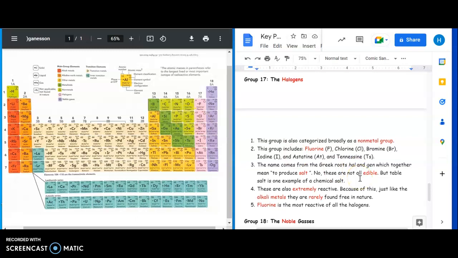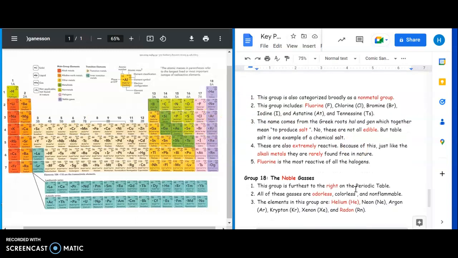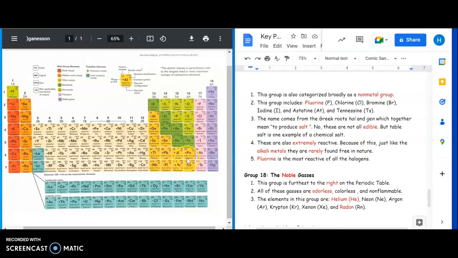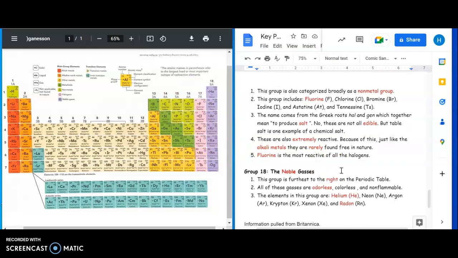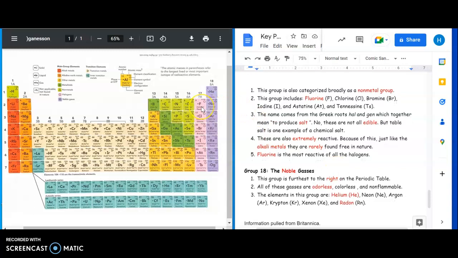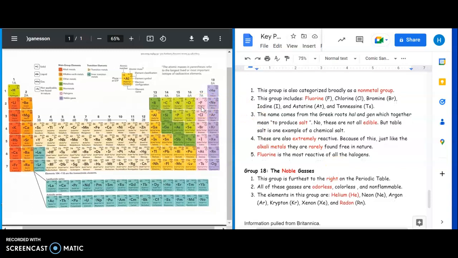Not all salts are edible, but table salt, NaCl, is an example of one chemical salt, and that one is edible. All of the halogens are also extremely reactive, just like the alkali metals. They're rarely found free in nature. And fluorine, that's the most reactive of all halogens.